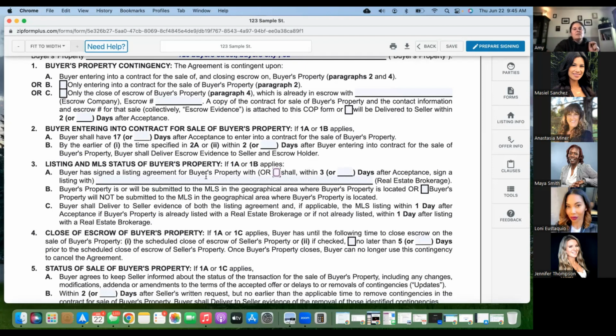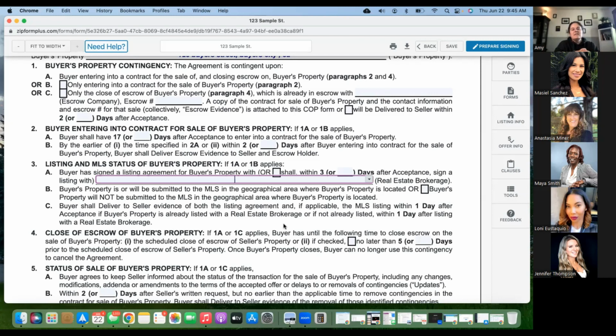And then we're going to put in the real estate brokerage with which they're signing the agreement. Are they listing the property with you or somebody else? Whoever that is, we're going to put in that information there. The buyer's property is or will be submitted to the MLS in the geographical area in which the buyer's property is located, or the buyer's property will not be submitted to the MLS in that geographical area, right? Is it being listed in the MLS or not? If it's not, we're going to check this box here, which says that it's not. The default is it's being listed in the MLS in the geographical area.